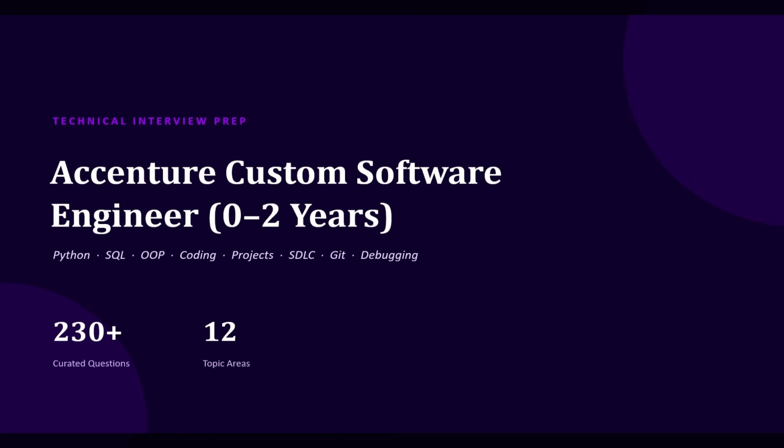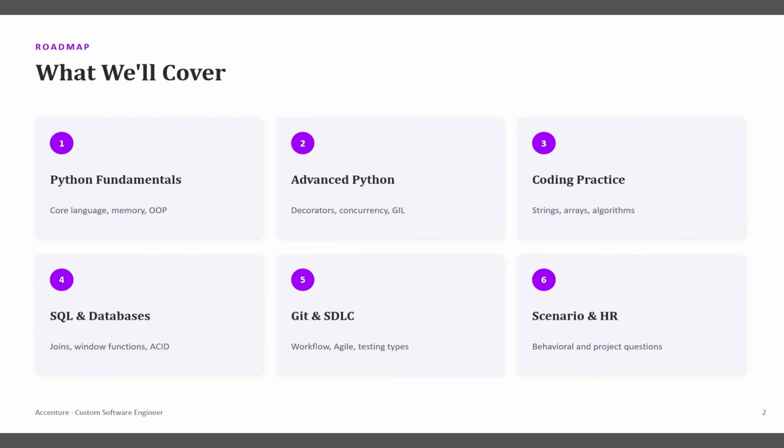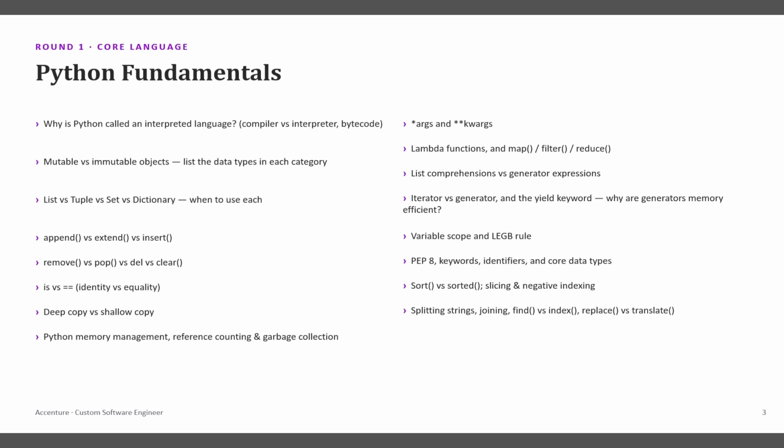I've gone through hundreds of real interview experiences, removed all the duplicate and repeated questions, and organized everything into one clean roadmap. We're talking Python fundamentals, OOP, advanced Python, coding problems, SQL, including joins and window functions, database concepts, Git, SDLC and agile, testing types, scenario-based questions, and finally, the HR round. By the end of this video, you'll know exactly what to revise, in what order, and how to structure your answers so you sound confident and clear, not like you've memorized a textbook. Let's get straight into it.